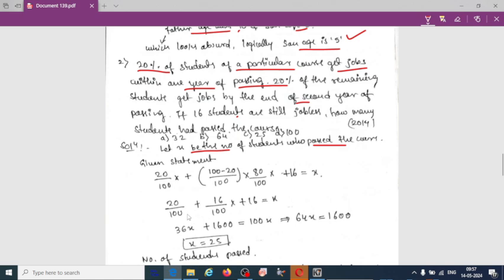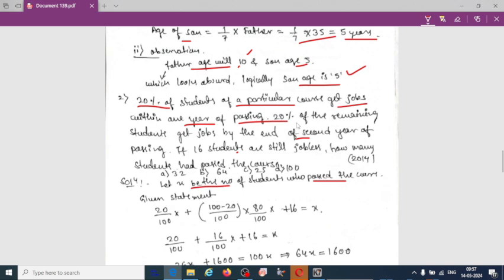Okay, then next, what have they given? 20% of the remaining students get jobs by the end of the second year of passing. So that means you have to subtract here, 100 minus 20 by 100, into 80 by 100, plus 16 students are still jobless. So this is the total number of students who passed.